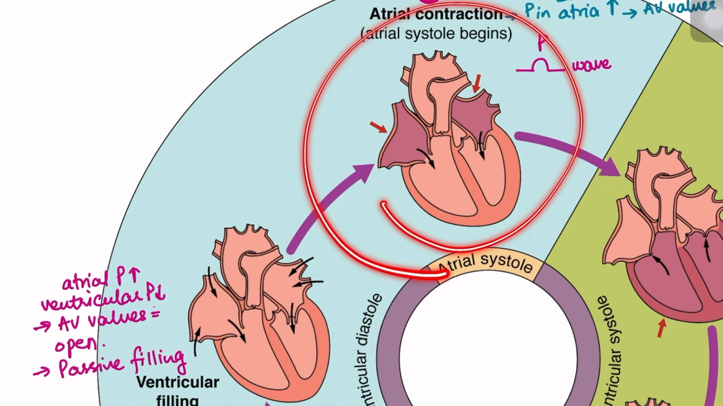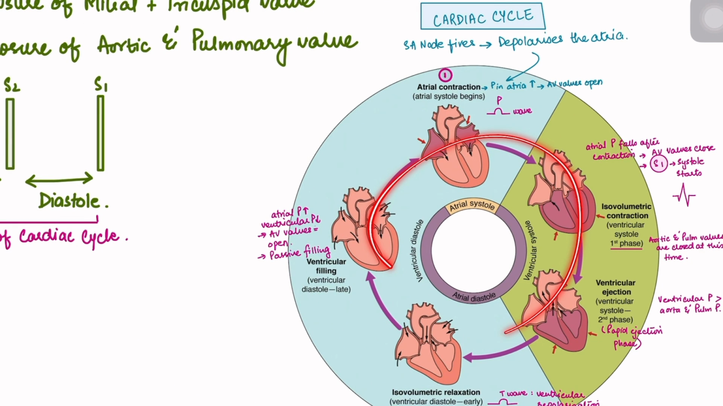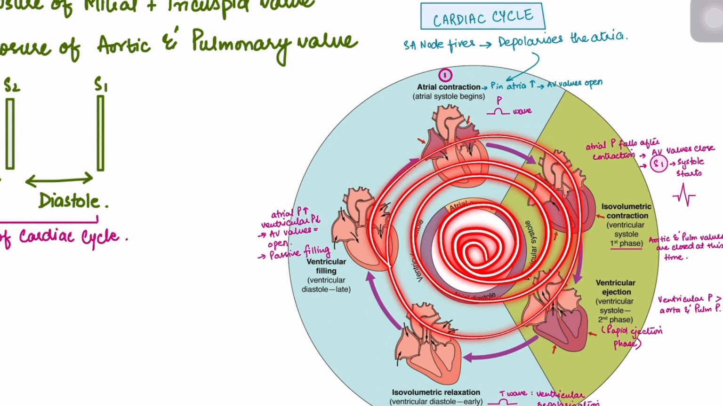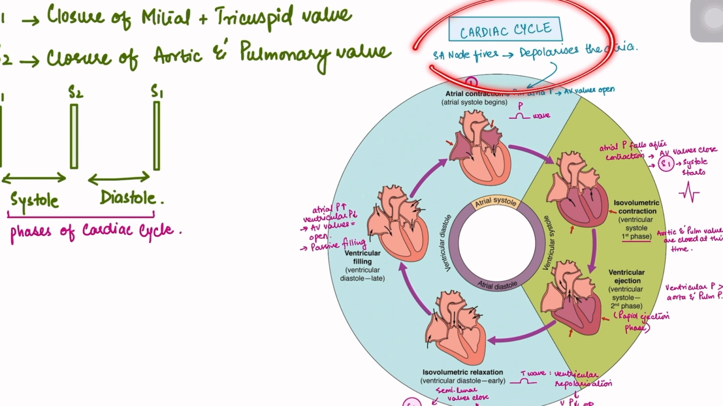Let's move on to the first step of the process, which is going to repeat in the cycle again. And the cycle is going to go in circles and circles, and it's going to be a never-ending process until you obviously die. This is going to be your cardiac cycle.